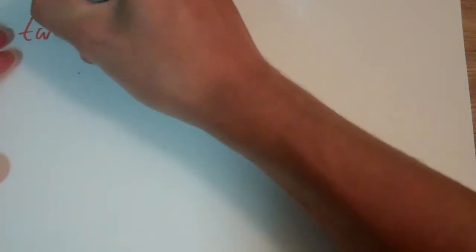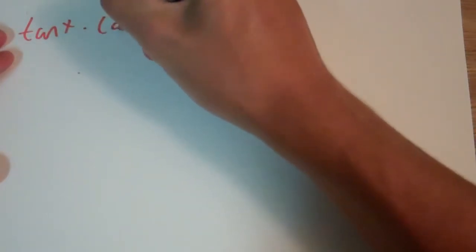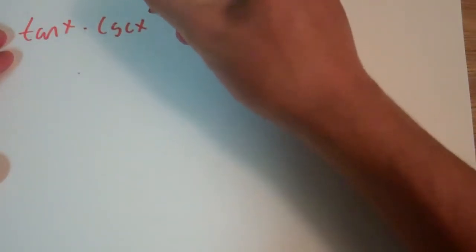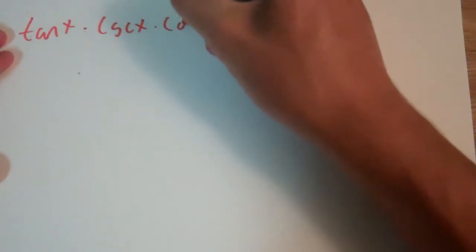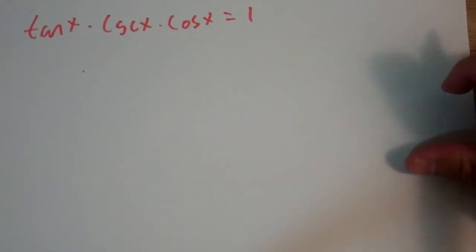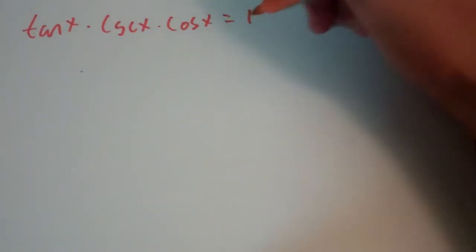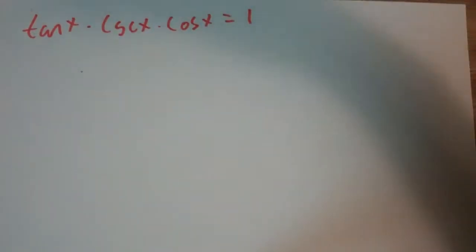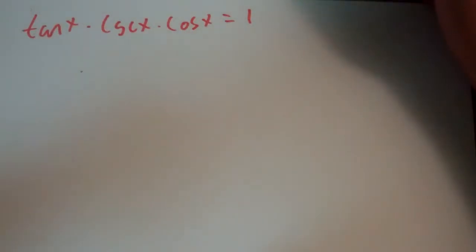How about this one? Tangent x times cosecant x times cosine x is equal to 1. So we've got to prove that all this right here on this side is equal to 1. So at first, once again, it looks a little complicated. It really isn't, right? Let me show you why.